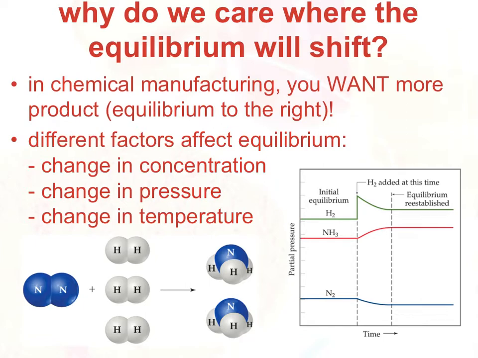pressure, which can be looked at as concentration change, and time. And what we have here is that H2 and N2 have specific quantities at the initial equilibrium, as well as NH3. Now we add H2 when the system reaches equilibrium, and what we subsequently see is a shift in the concentrations of all of our components.